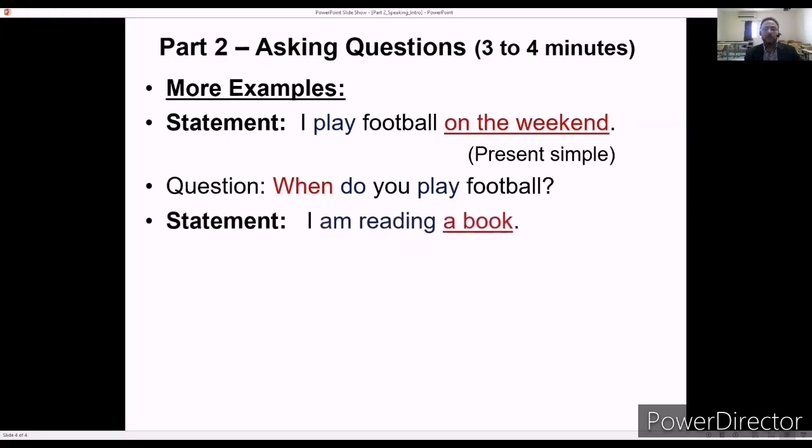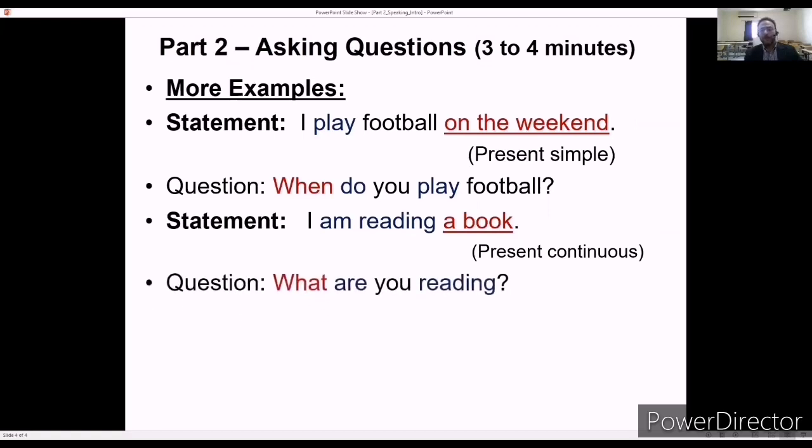Number 2, I am reading a book. Here, the statement is in the present continuous. And we ask about a book because here the underlined word, or the stressed word, is a book, and a book here is a thing. So we need to form a correct question word. We use what to ask about things. And here the question should be in the present continuous because the statement is in the present continuous. So the question will be, what are you reading?